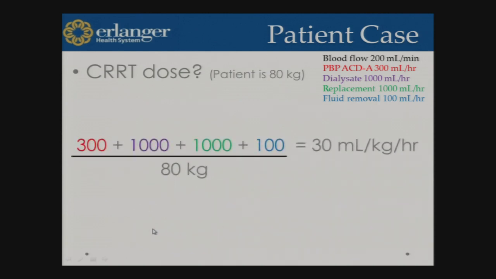Our patient's 80 kilos. So we've got our ACD-A right here, 300 mL per hour, our dialysate right here, our replacement solution right here, and then our fluid removal rate. And so we add all those up and divide by the patient's weight, and you get an effluent dose of 30 mL per kilo per hour.